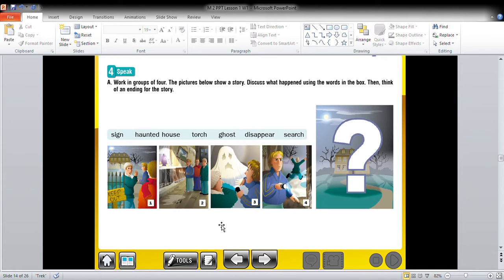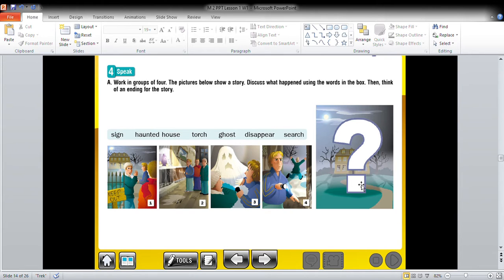Now, look at this. We are going to make a story out of this picture. So, work in groups of 4. The picture below shows a story. Discuss what happened using the words in the box, then think of an ending for the story. So we are going to make a story out of the picture using the words inside the box.